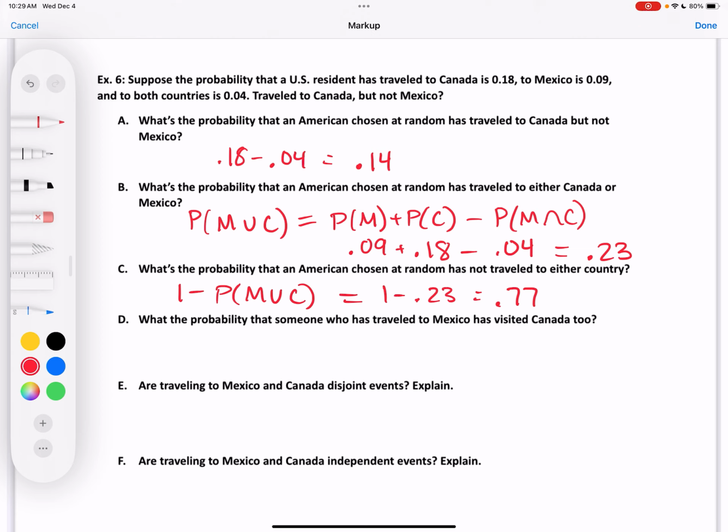What's the probability that someone who has traveled to Mexico has visited Canada too? What kind of probability is this one?